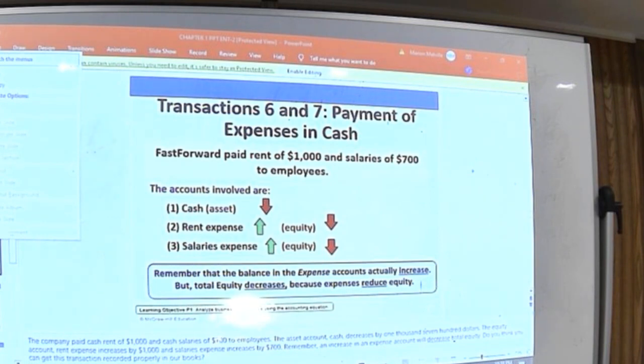On the right-hand side of the equation, we've got some expense. Remember, that's part of income. Rent expense, as well as salaries expense. Okay, so rent expense increases on the right-hand side, salaries expense increases on the right-hand side. Accounting equation still in balance.